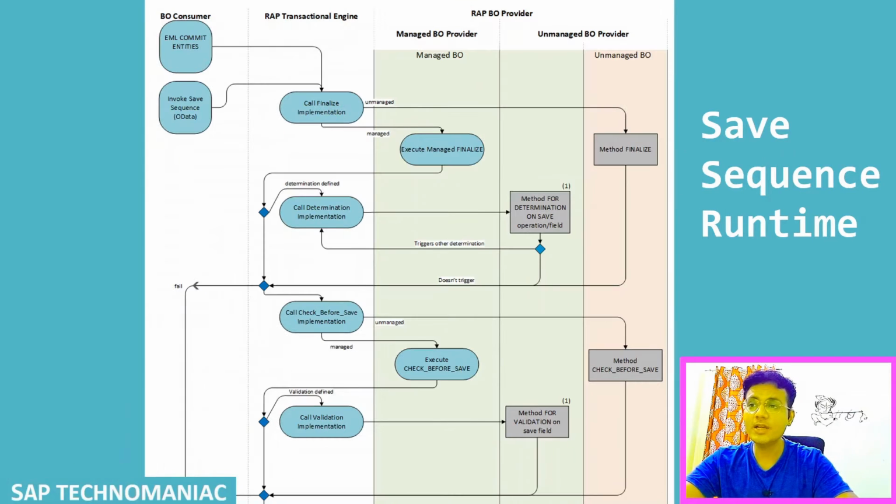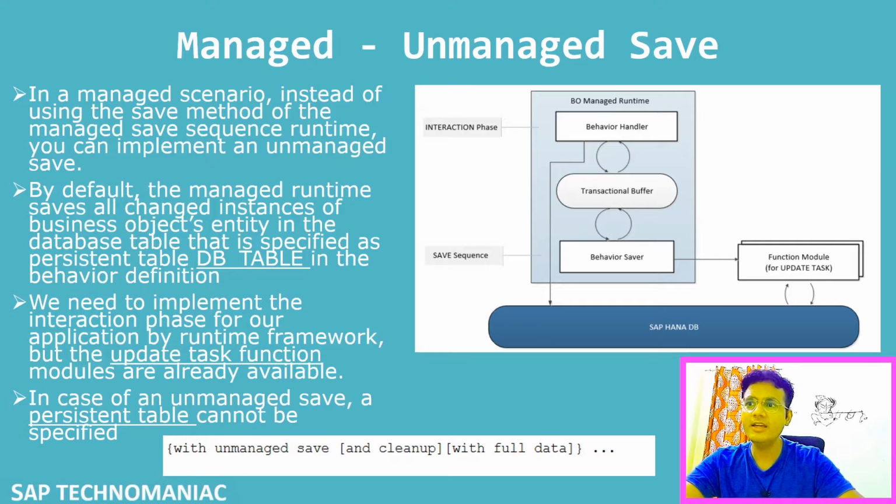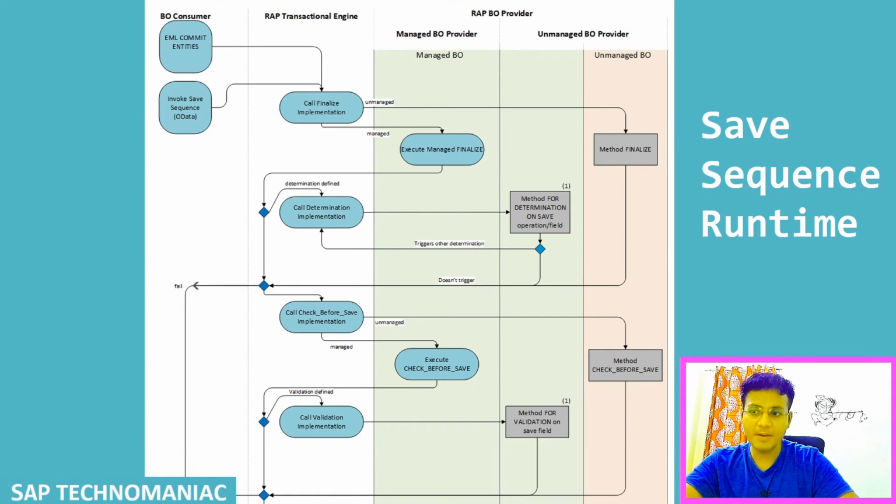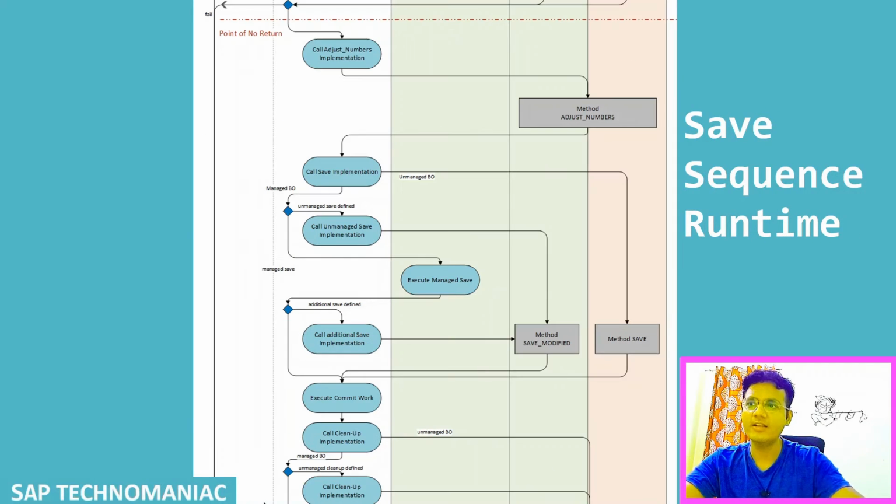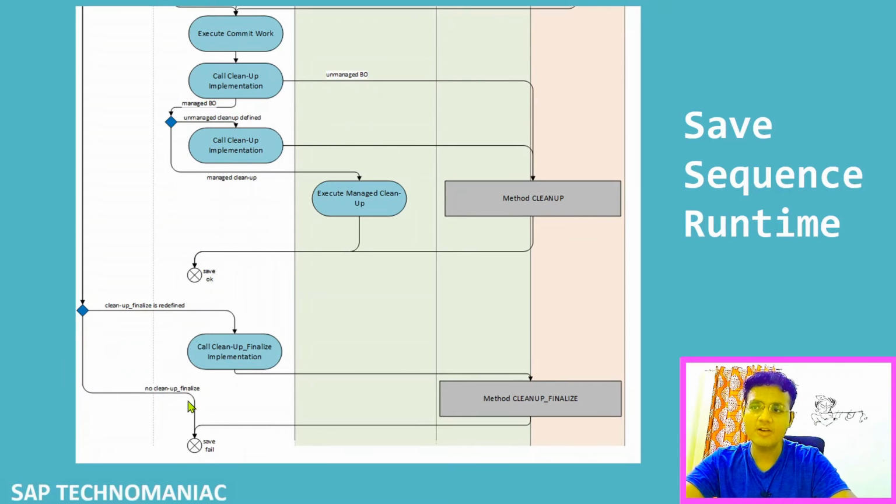You can see this failure happens only in the implementation of the determination or validation, where the determination failed or the validation failed. And after the point of no return, there is no failed activity. It can't go back to the transactional phase. Definitely it will be saved. We have to make sure the data is saved in the database and there are no inconsistencies.